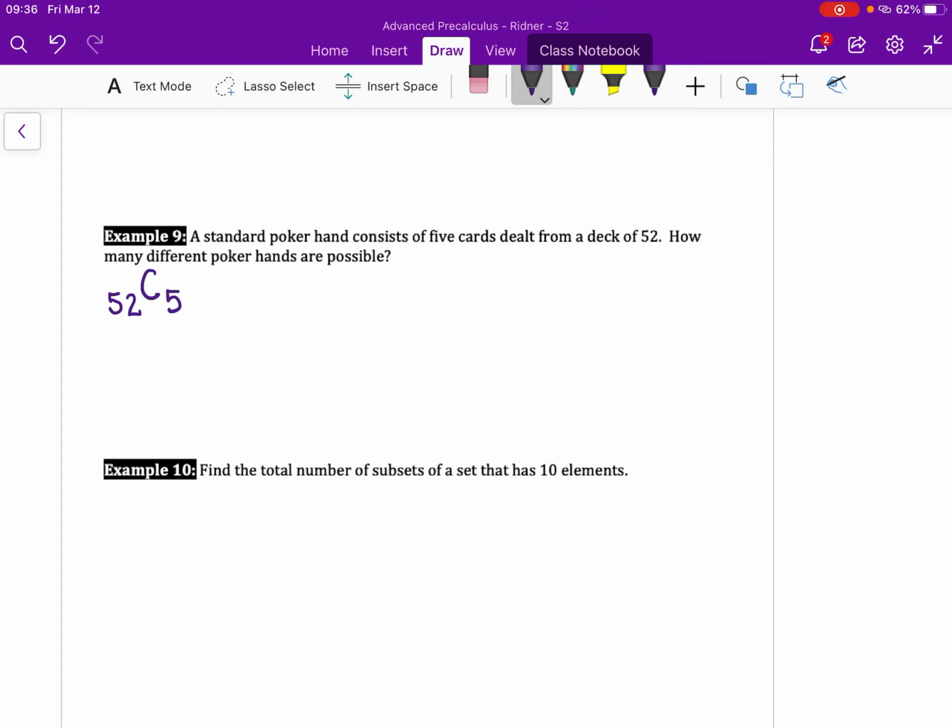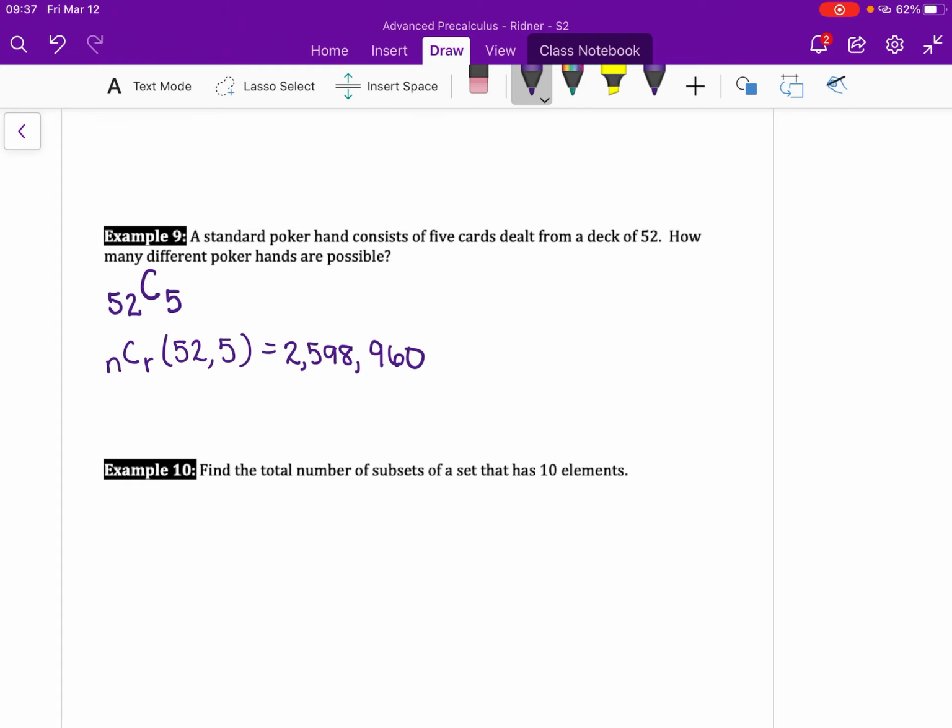And so, remember my steps in Desmos would look like this. So if you want to pause the video and try it yourself, go right ahead. I'm trying to finish up this video for you though. So that is 2,598,960 ways.